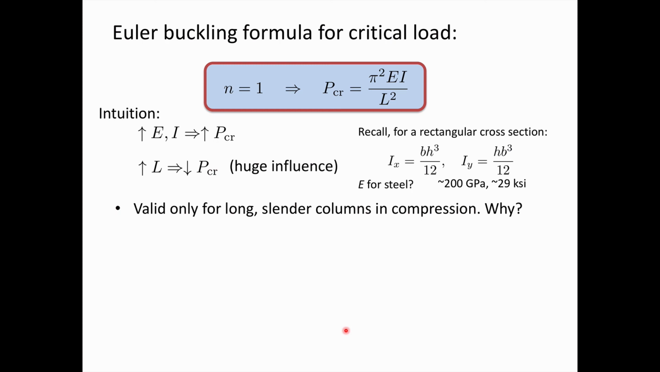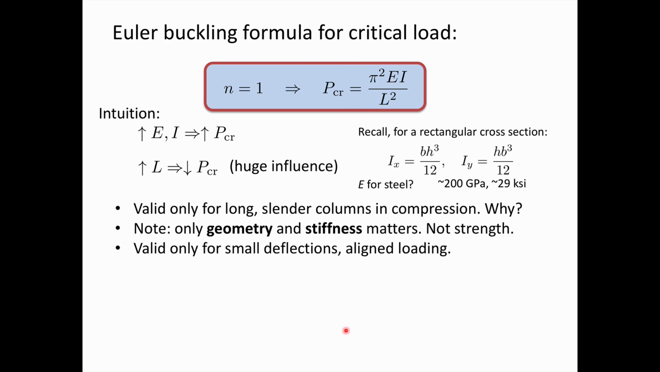When we say go to short, stockier columns in compression, then other mechanisms come into play that we're going to learn about. And there are other types of components, other shapes in compression, or under more complicated loading conditions where this particular formula, Euler's formula for buckling, is not going to be an accurate formula. So it's really interesting to note here with Euler's formula that only geometry and stiffness matters. I and L, that's geometry. E, that's material, stiffness. Strength does not play a role here.